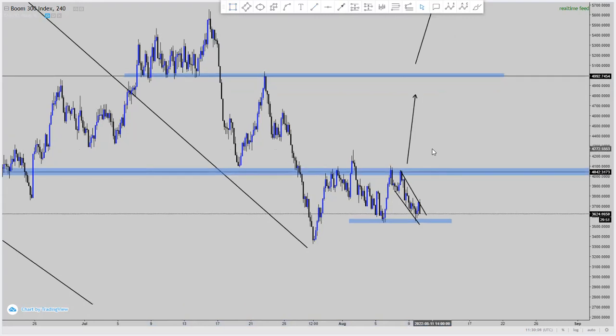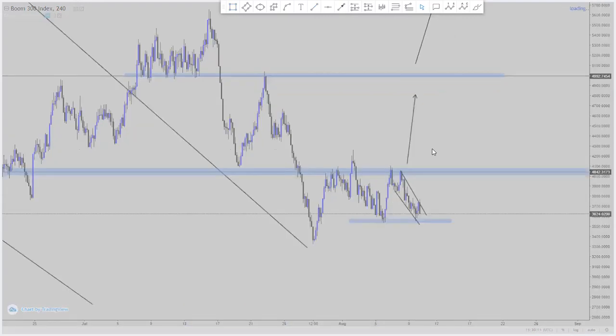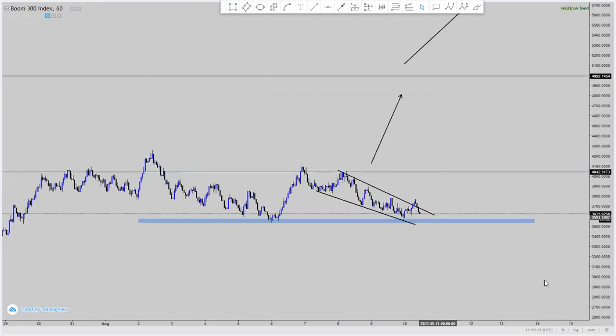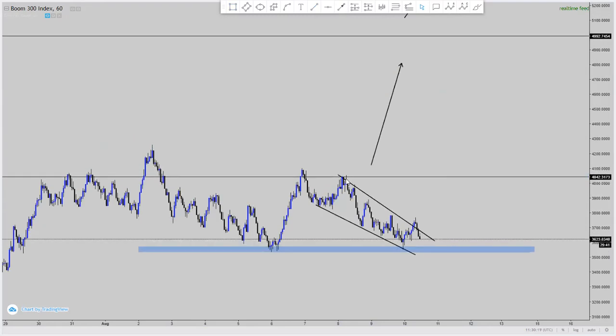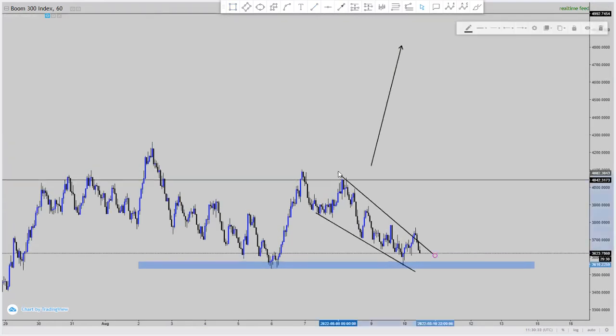So let's just scale down to 1 hour. Let's see the details that price is giving us. So 1 hour, here we are. Let's draw our channels.